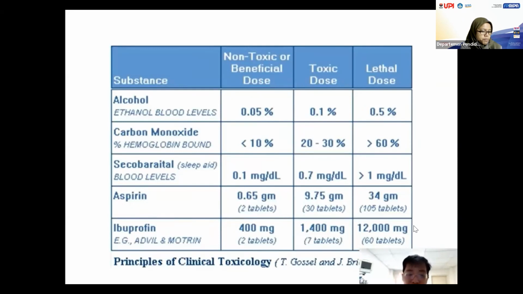Okay, we'll look into it later, especially in pharmaceuticals, in drugs: how we can actually look at which dosage, at which amount, is the beneficial dose.